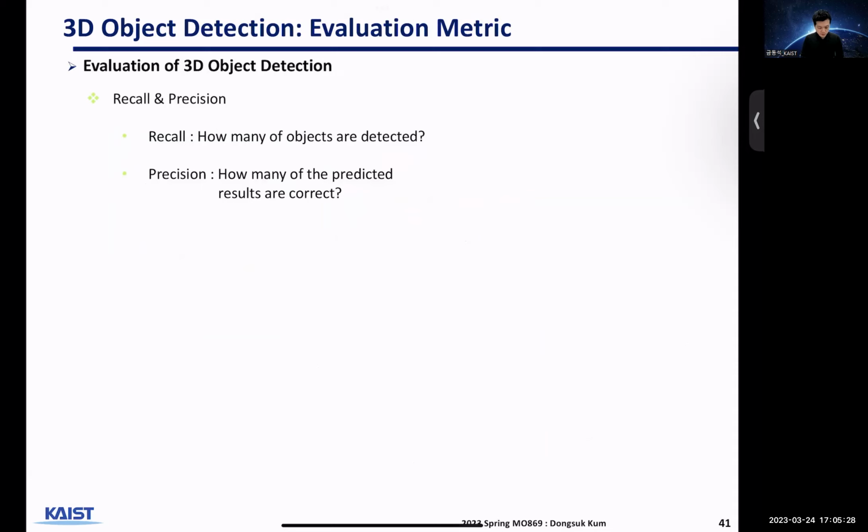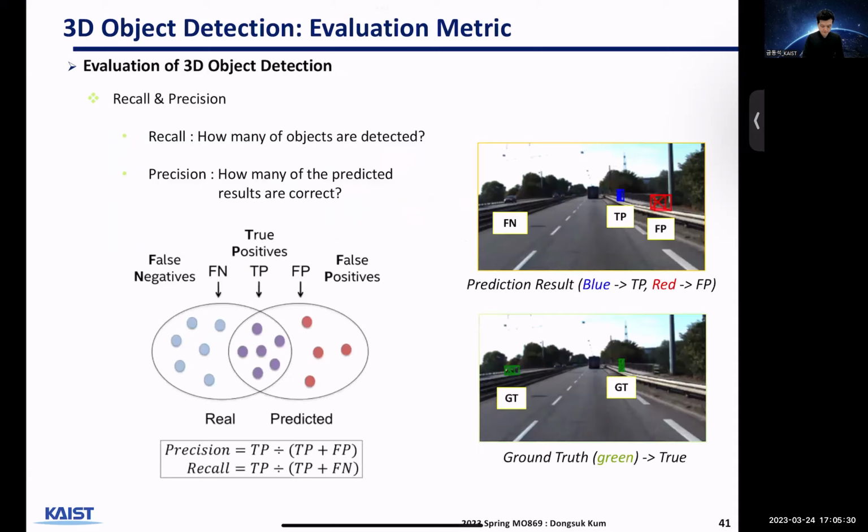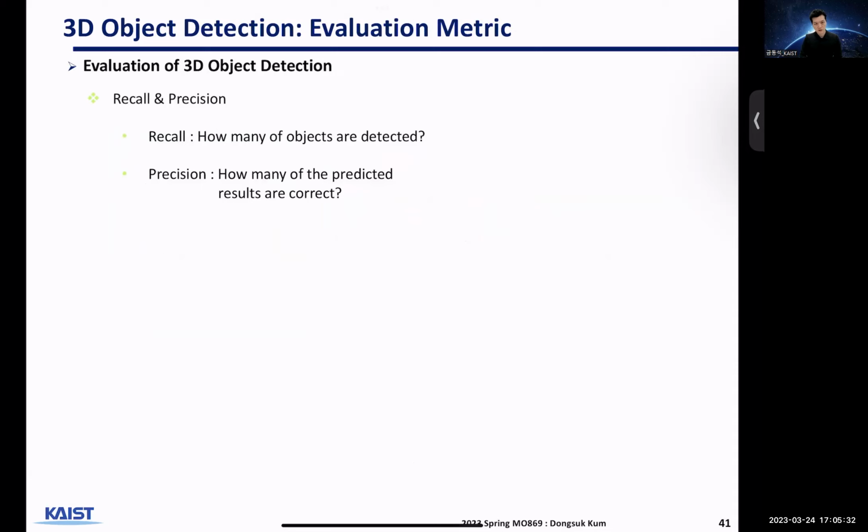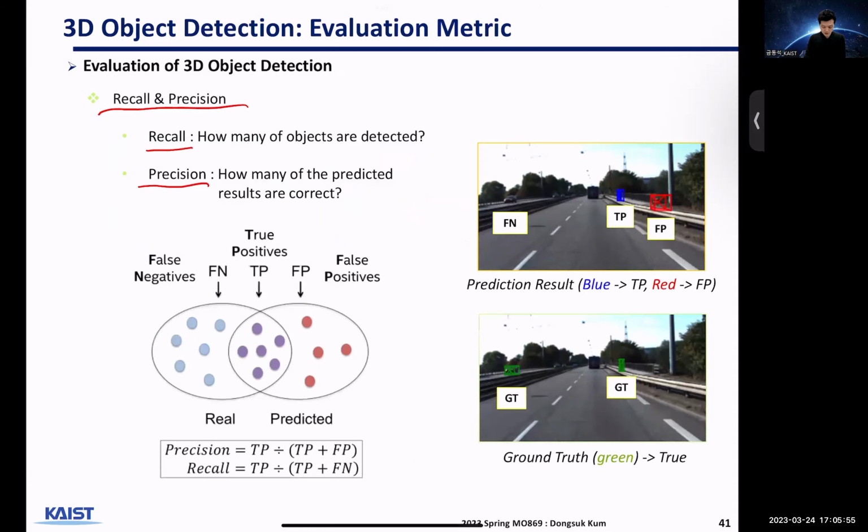And using that information, using the ground truth and the predicted results, we need to compute these values, recall and precision, to evaluate the performance. Recall is how many of the objects are detected. Precision is how many of the predicted results are correct.